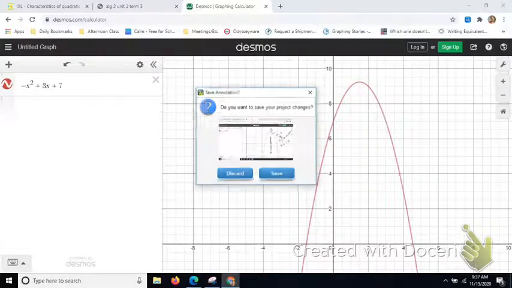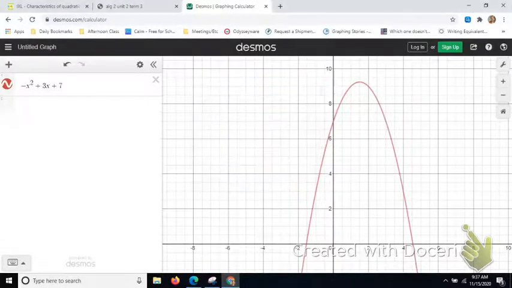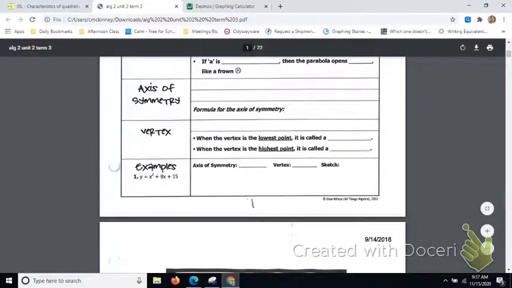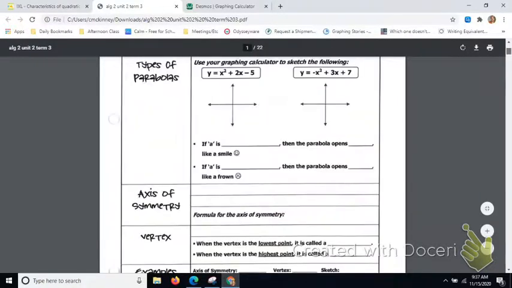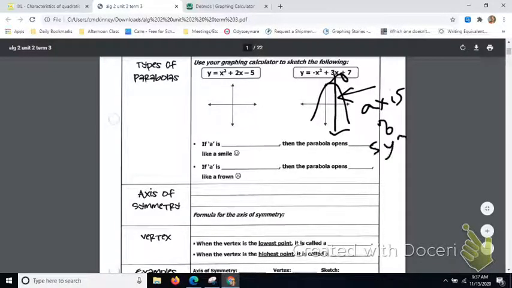So back to our notes. Back here, you could sketch yourself a parabola and mark that as the axis of symmetry. We'll have a chance to do some more things with that, so never fear.